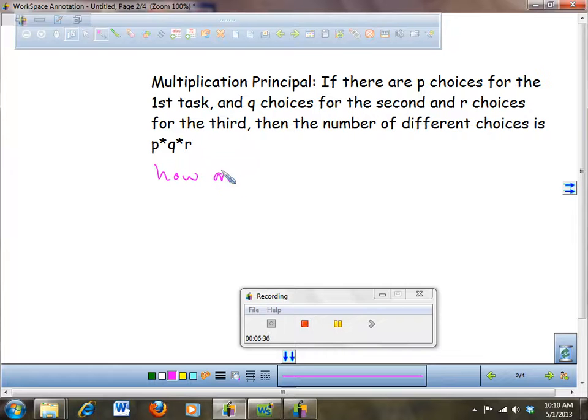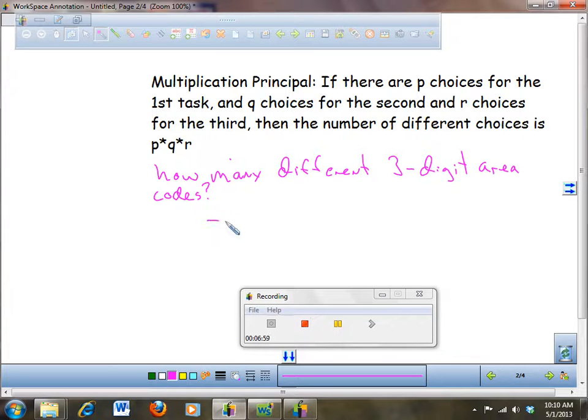We'll do probability later, okay? How many different three-digit area codes can you have? Area codes. How many different three-digit area codes?